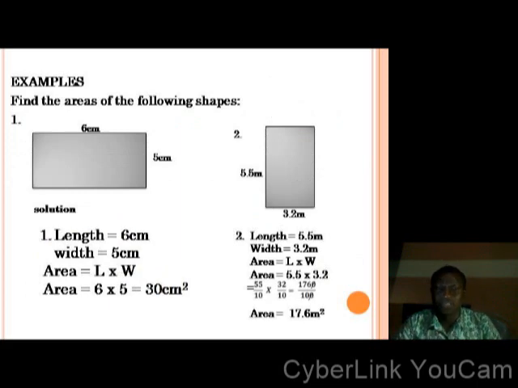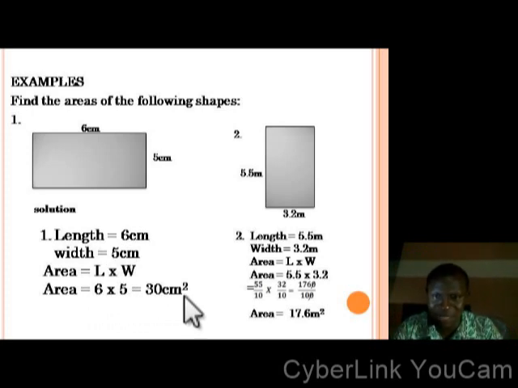Here we now give some examples. Find the areas of the following shapes. Here we have two kinds of rectangle. Number one, a rectangle of length 6 and width 5 centimeters. Solution: the length is given to us as 6 centimeters. The width is given as 5 centimeters. The area of a rectangle is length times width. So we multiply the two quantities, 6 times 5, which gives us 30 centimeter squared.